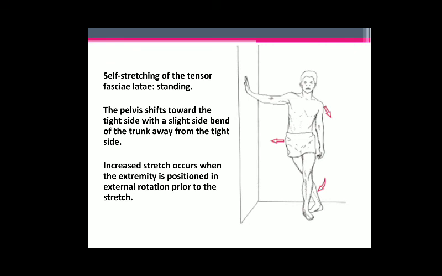This again shows tensor fasciae latae stretching in standing position. Here the pelvis shifts towards the tight side, which is the right side, with a slight side bend of the trunk away from the tight side, which is the left side. Increased stretch occurs when the extremity is positioned in external rotation before the stretch is applied.